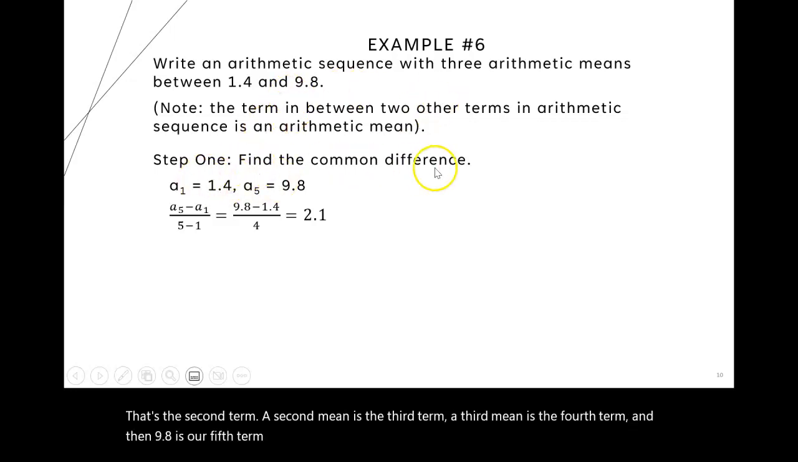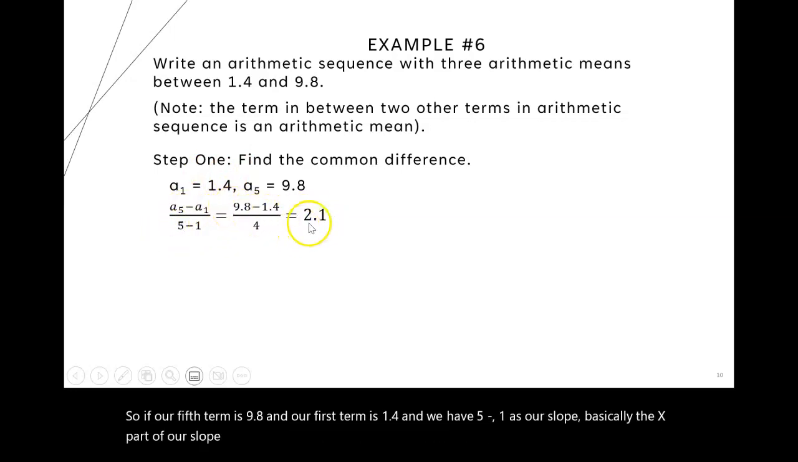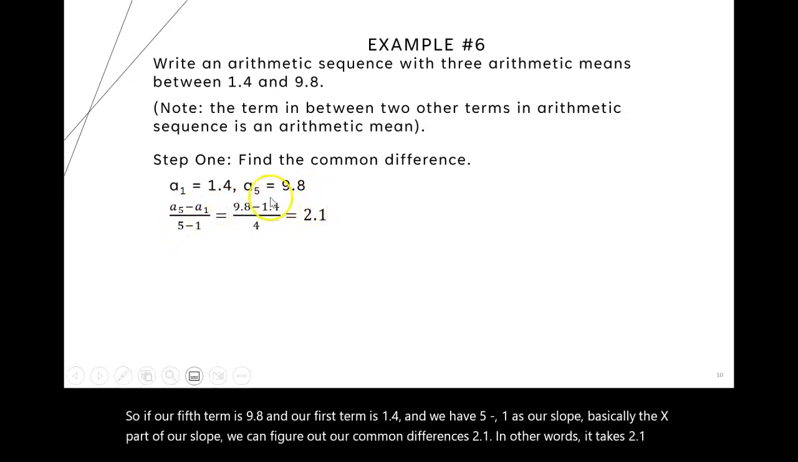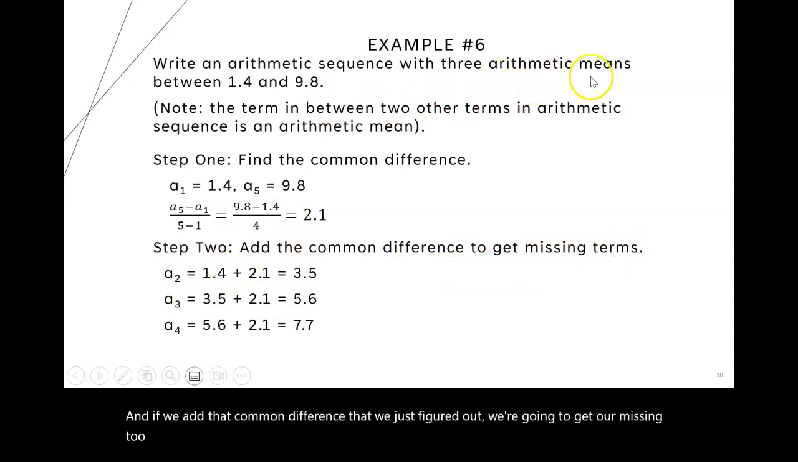So what we need to do first is find our common difference. If our 5th term is 9.8 and our first term is 1.4, and we have 5 minus 1 as our slope, basically the x part of our slope, we can figure out our common difference is 2.1. In other words, it takes 2.1 4 times to get up to 9.8. And if we add that common difference that we just figured out, we're going to get our missing terms, the 3 means that are in between 1.4 and 9.8. So basically, we use slope in between these 2 points in order to figure out what our common difference was.